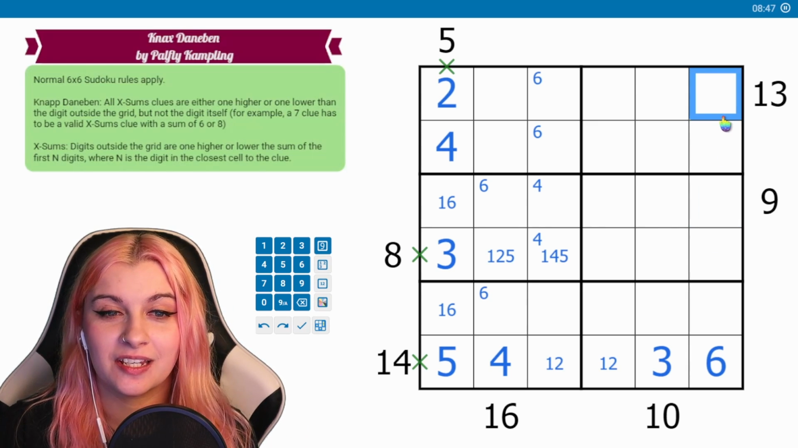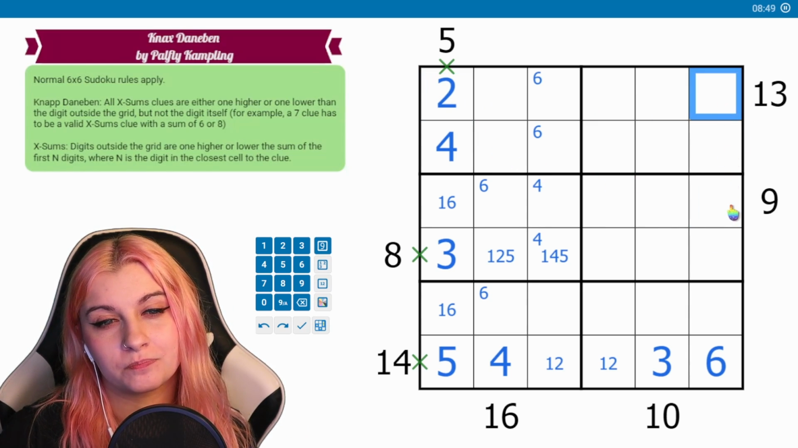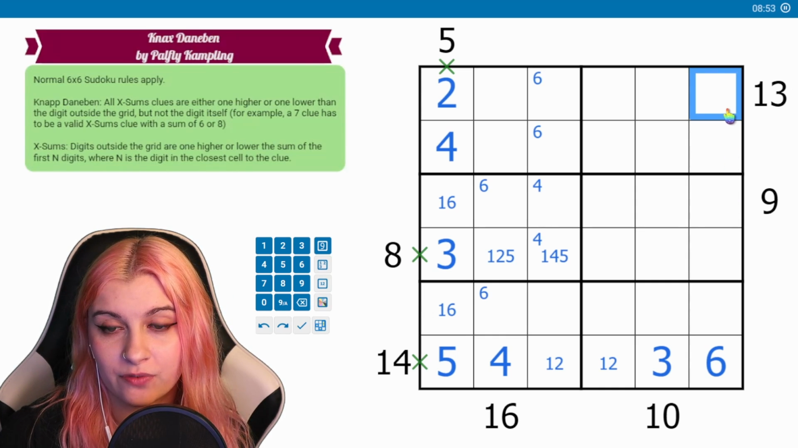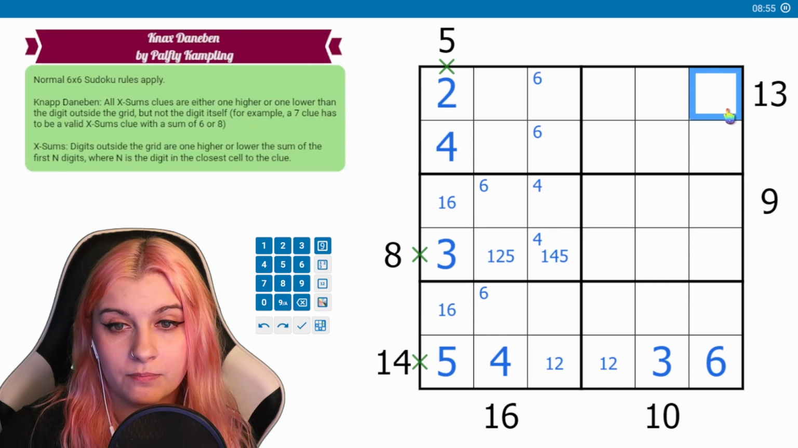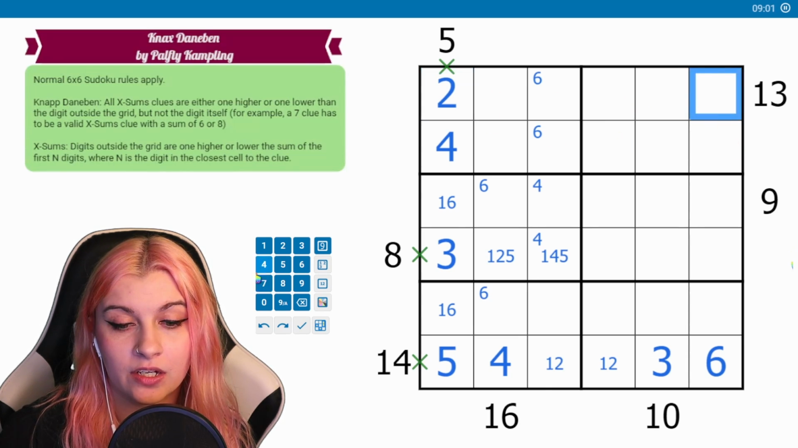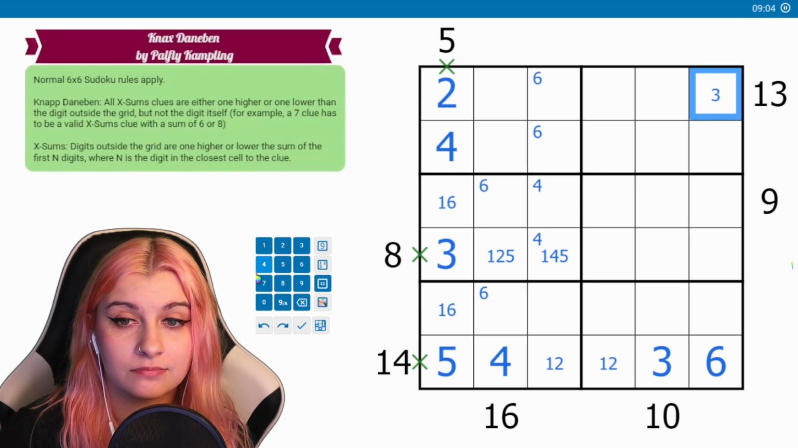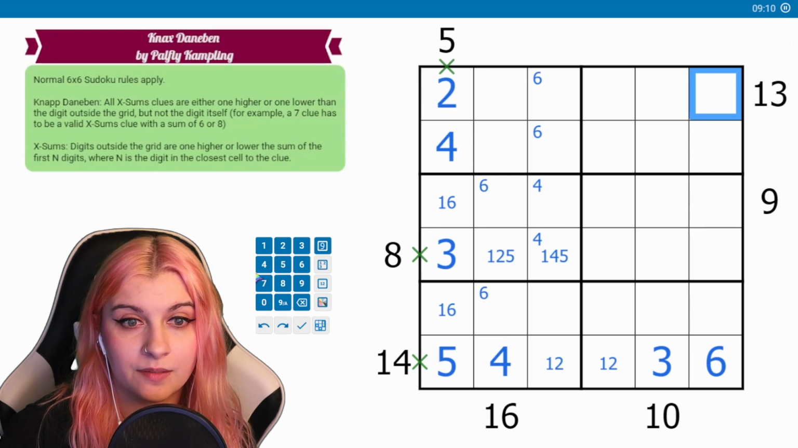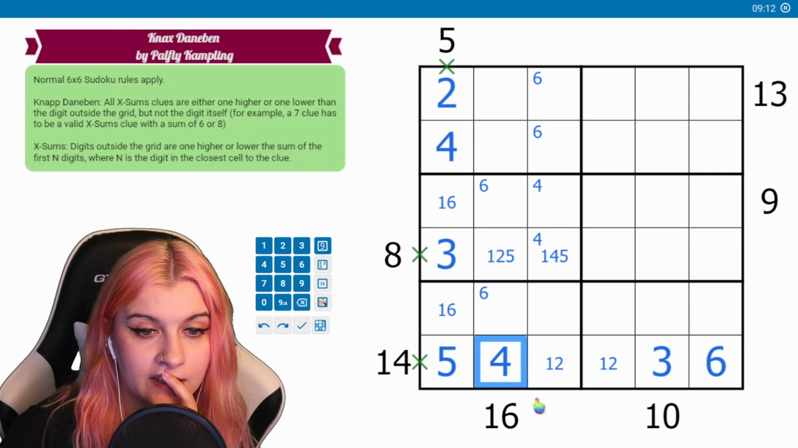Maybe this 13, not being able to use a 2. Maybe that'll give me something. A 12 or a 14. I can't use a 1. I can't use a 2. Could I do a 3? 3, 6, and 5 is 14. That would be possible. Man, I don't know. I feel like I should be looking at this more.